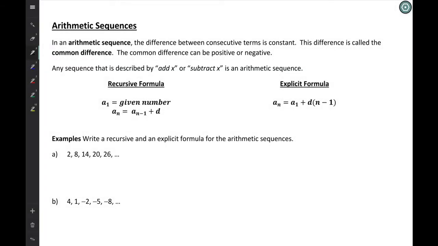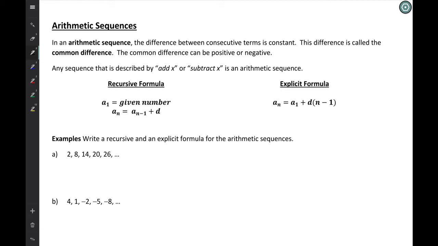In this sequences section of this chapter, we're going to see two specific types of sequences with specific formulas that you will probably need to remember. The first type is called an arithmetic sequence. So in an arithmetic sequence, the difference between consecutive terms is constant. This difference is called the common difference, and the common difference can be positive or negative. So any sequence that is described by add x or subtract x is an arithmetic sequence.